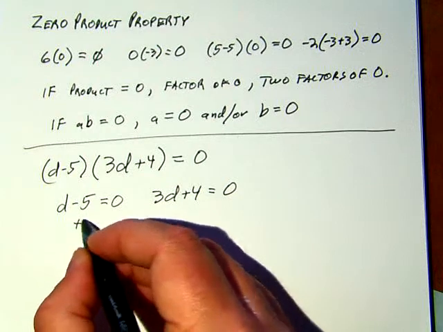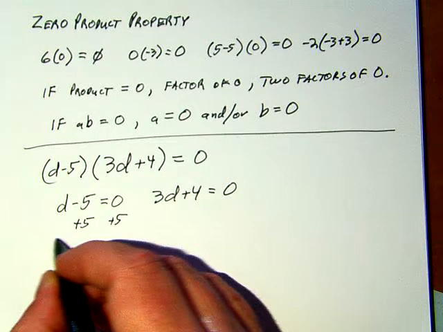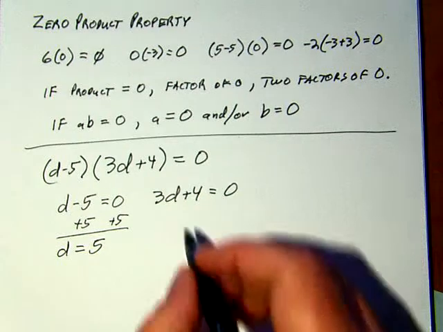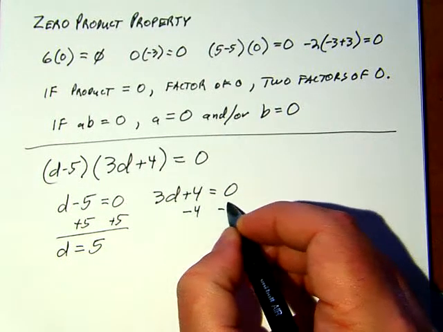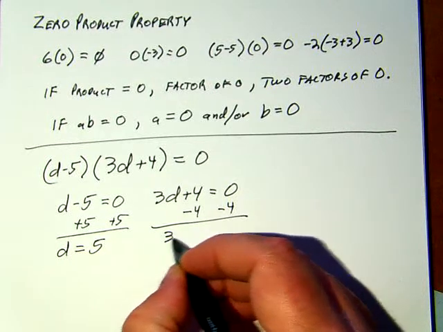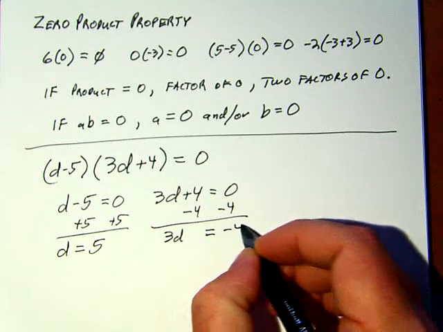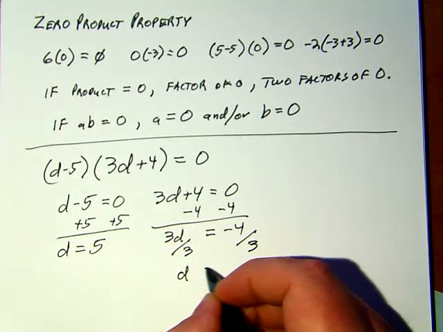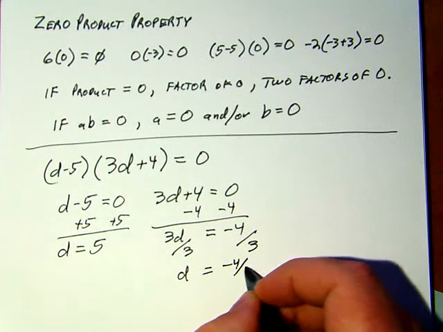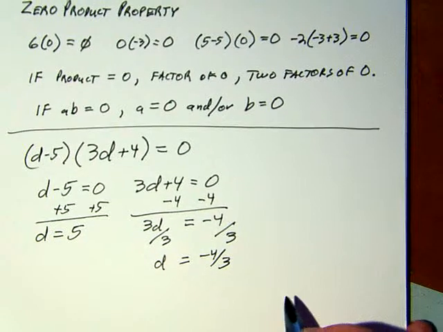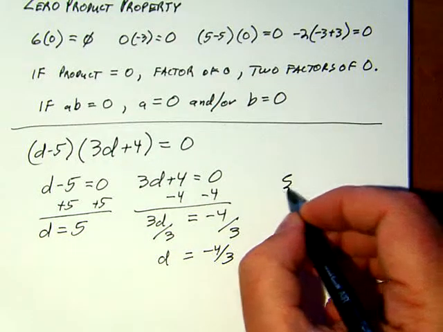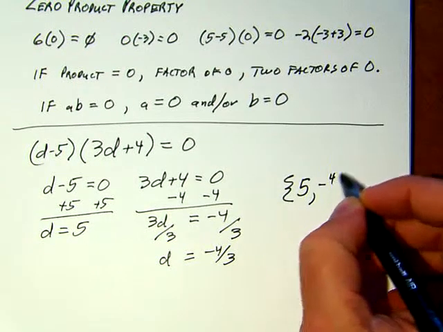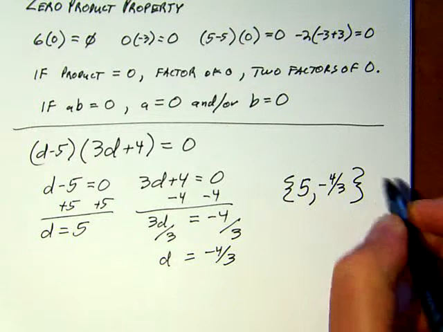So I take each part and make them into 0. I then solve each part. Over here, d equals 5. And over here, subtract 4 from both sides. 3d equals negative 4. Divide by 3. D equals negative 4/3. So now my answer set to this is there's two answers. 5, comma, negative 4/3. And there's my answer set.